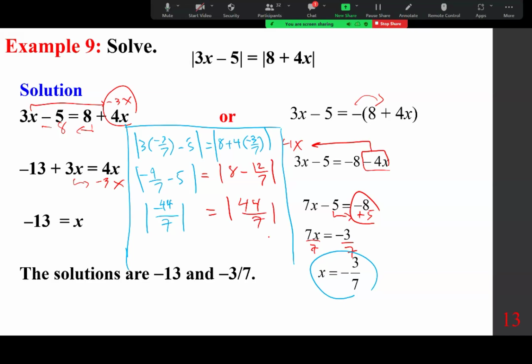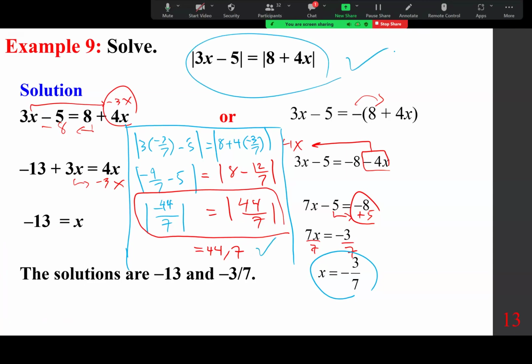As you can see, both of them end up being 44 over 7. The absolute value of negative 44 over 7 and the absolute value of 44 over 7, both of them are the same. So it checks with the original equation. You should only and always check with the original equation, and I'm going to assume you can easily do negative 13 as well. It's very simple.